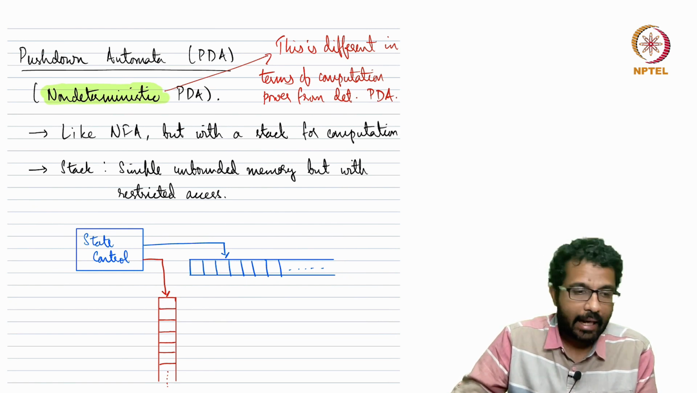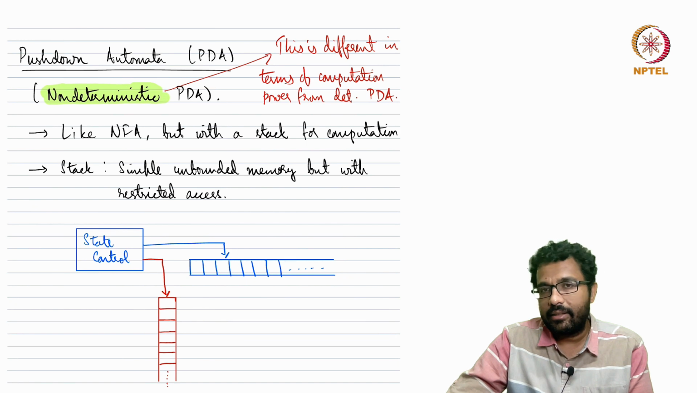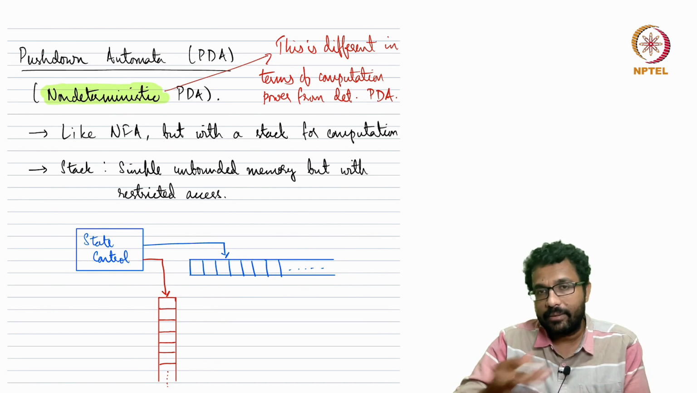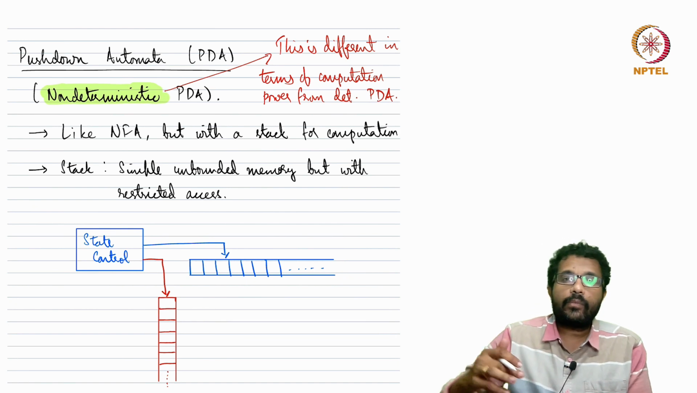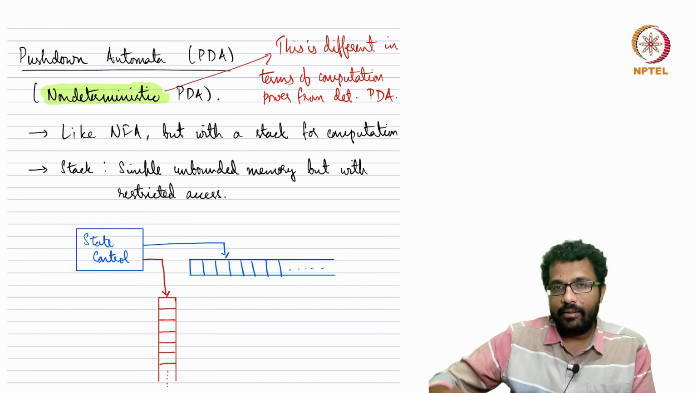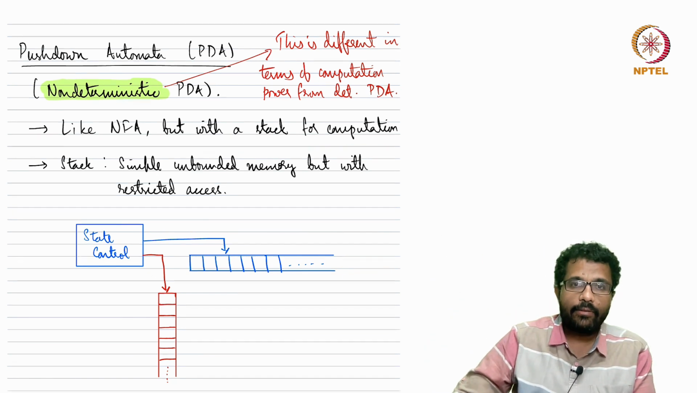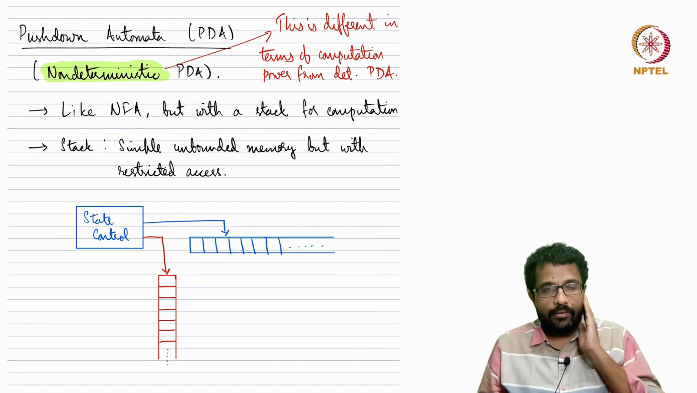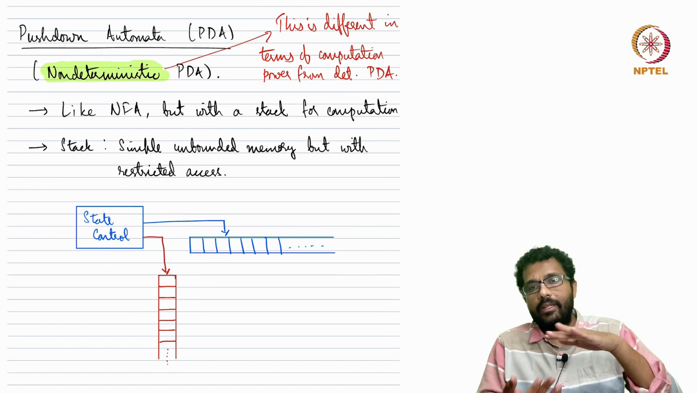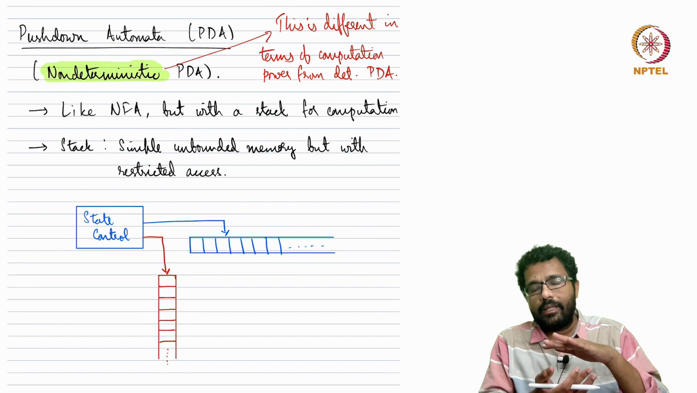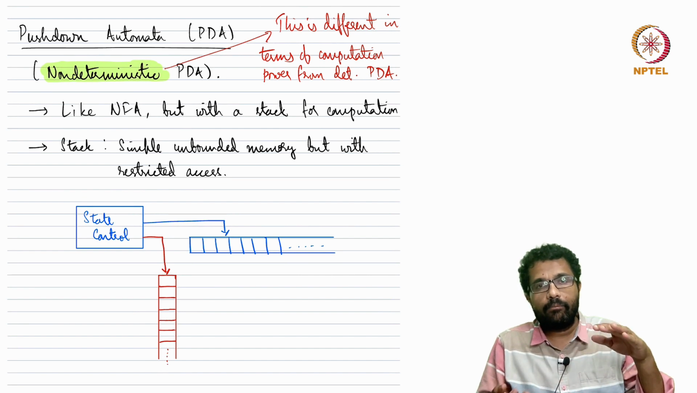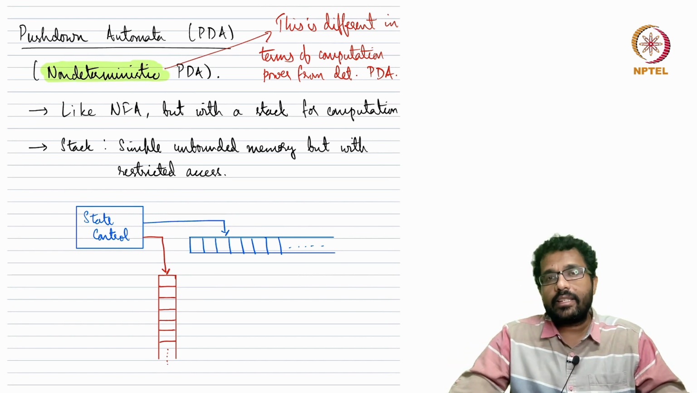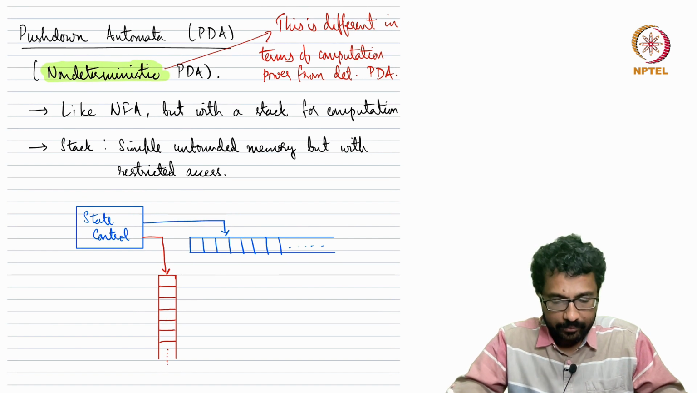The stack is like a data structure that we may have learnt in data structures. It is an ideal stack, so it has infinite depth, unbounded depth. There is no limit, it is not limited memory, it is unlimited memory, but there are restrictions on how we can access it.